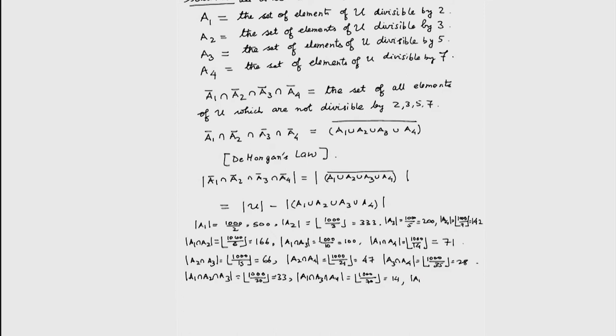we have A1, A2, A4, which is 1000 divided by 42, which is equal to 23, and finally A2, A3 and A4, which is floor of 1000 divided by 105, so it is 9, and the last one, taking 4 at a time, is A1, A2, A3, A4, and we can check that this is just the number 4.